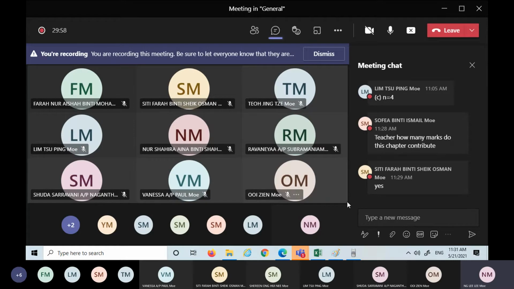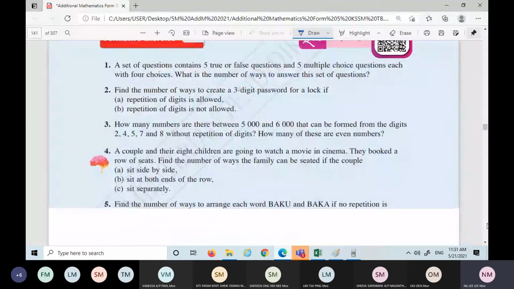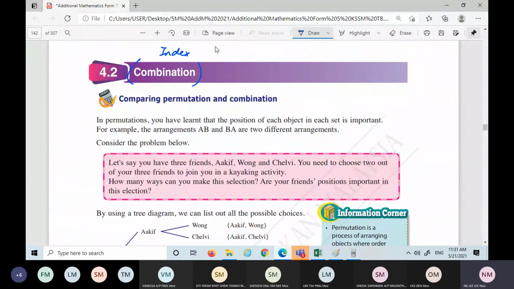Today we have 3 periods, right? So we have another hour. Okay, so we continue the lesson. I think today I can finish the whole topic. Okay, combinations. You write the index for today: Combinations.